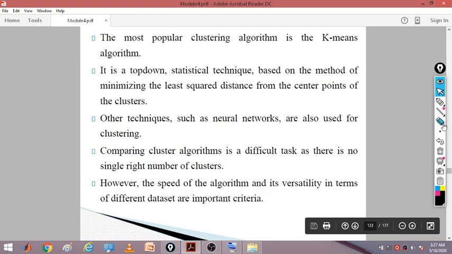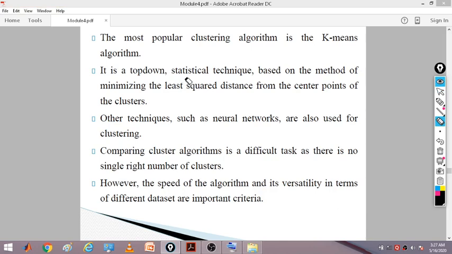The most popular clustering algorithm is the k-means algorithm. It is a top-down statistical technique based on the method of minimizing the least squared distance from the center point of the cluster. Other methods may use Euclidean or Manhattan distance measures, but here it uses a least square distance measure, which also has a formula.